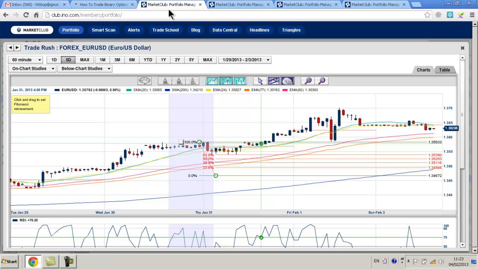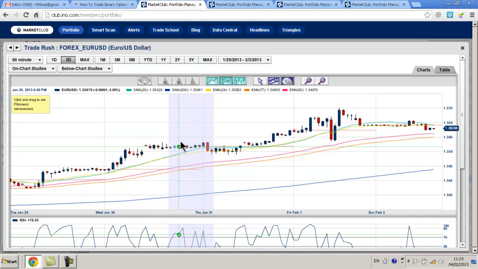But this is with Euro USD. Now it is a little bit different with the other currencies, which I'm going to show you in a minute. But that's what you want to be doing. So you want to be taking from 4 p.m. to 2 a.m., drawing a trend line across the top, and a trend line across the lowest point again.